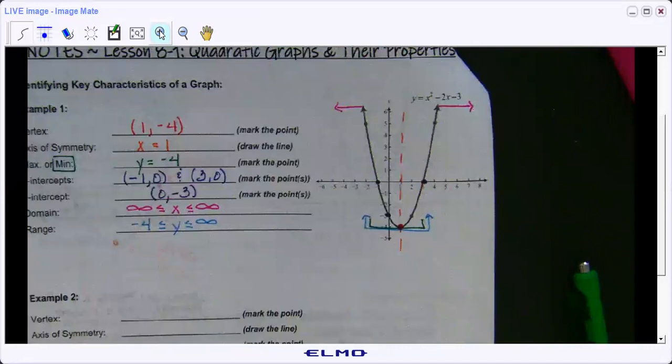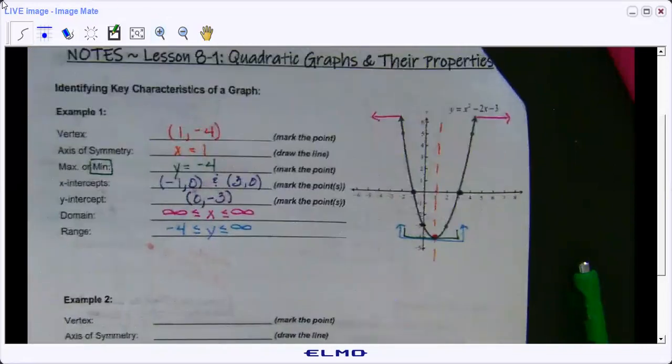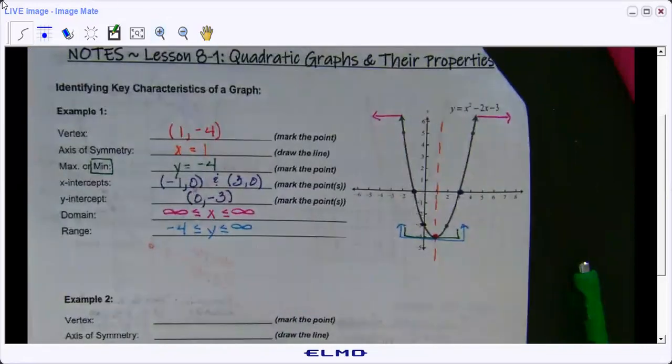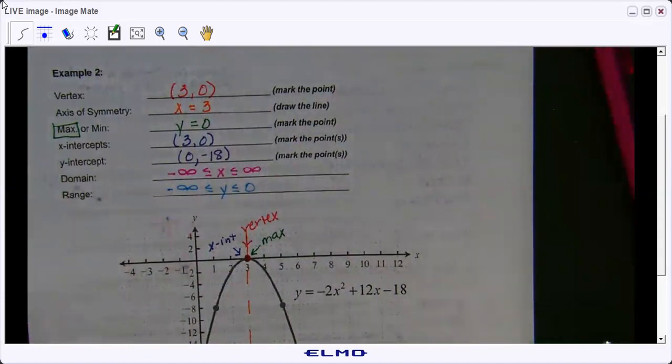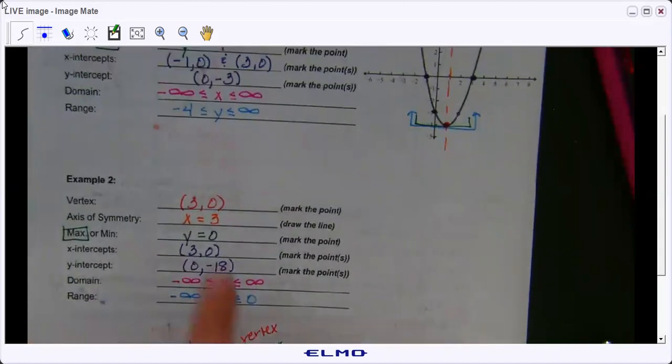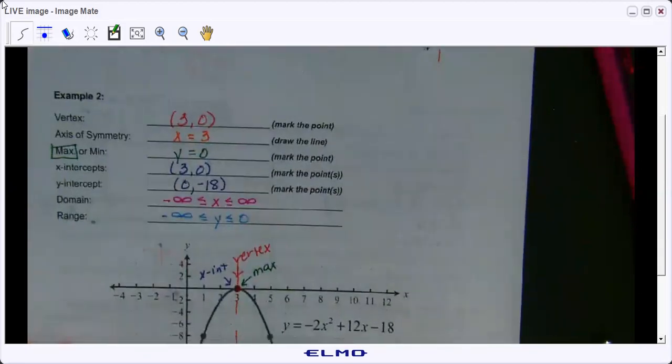Okay. Let me see if we have another one of these. You guys think you could try to locate these things on your own? Try with your partner, see if you could figure it out. And then we'll come back and check it. Okay, so go ahead and check example 2, make sure you got everything correct on that. Oh, by the way, I did make a mistake up here. Your domain should have negative infinity to infinity. So if you didn't put that negative, put the negative there.